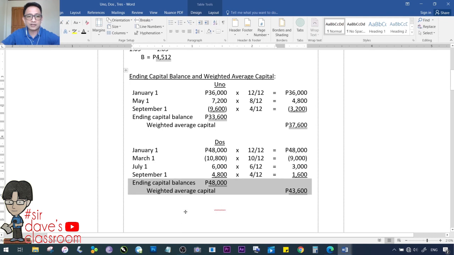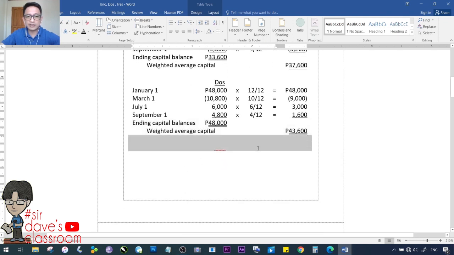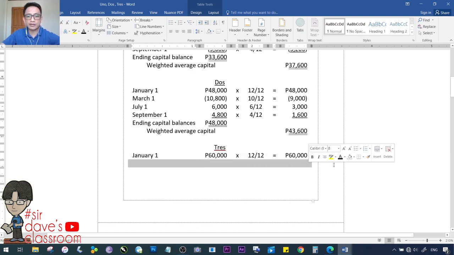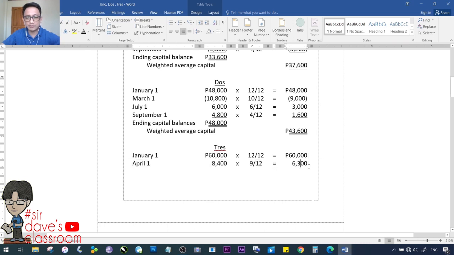Ayan. Next, punta naman tayo kay Tres, the last partner. For Tres, beginning, January 1, 60,000, 12 over 12. Siyempre, 60,000. Next, April 1, 8,400. Kung April 1 yan, 9 over 12. Investment, so positive 6,300 tayo. Next, month ng kailan na? Susunod, June 1. Ibig sabihin, yan ay 7 over 12. 3,600 siya. So, 2,100 after multiplying.